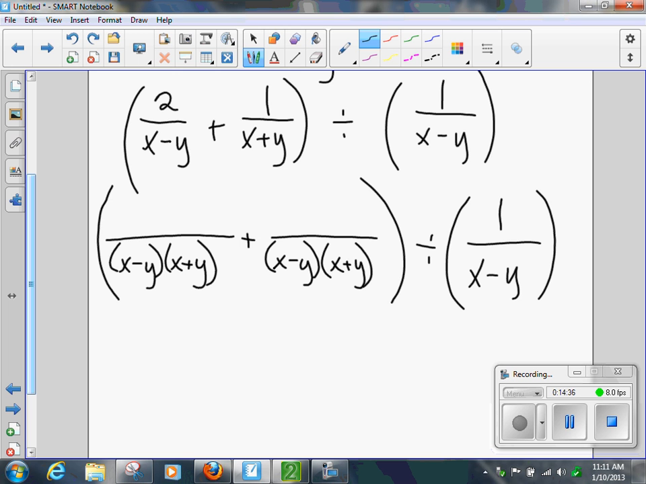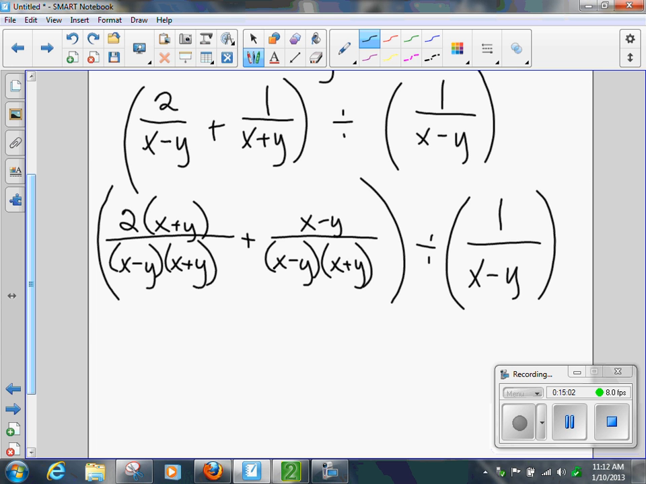What did I multiply to that first fraction? X plus y. So what I do to the bottom, I have to do to the top, right? Don't forget to bring down your 2. What am I going to multiply to the top of the second one? X minus y. Do I need to worry about the 1? Nah, because 1 times anything is that thing, right?